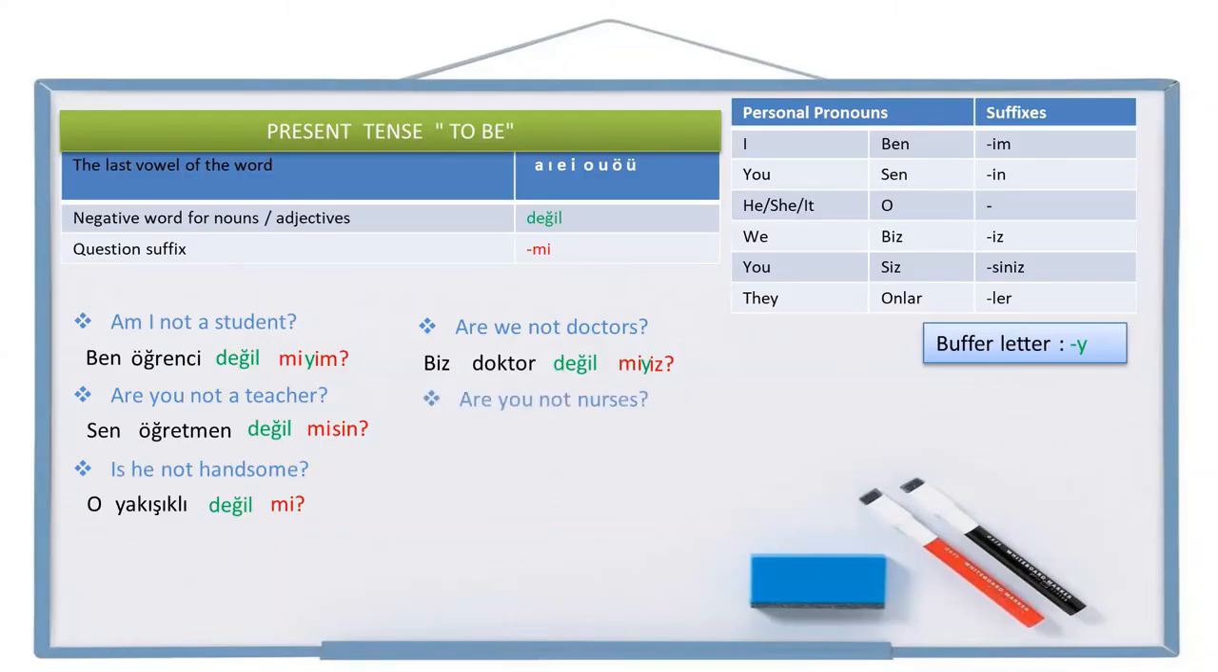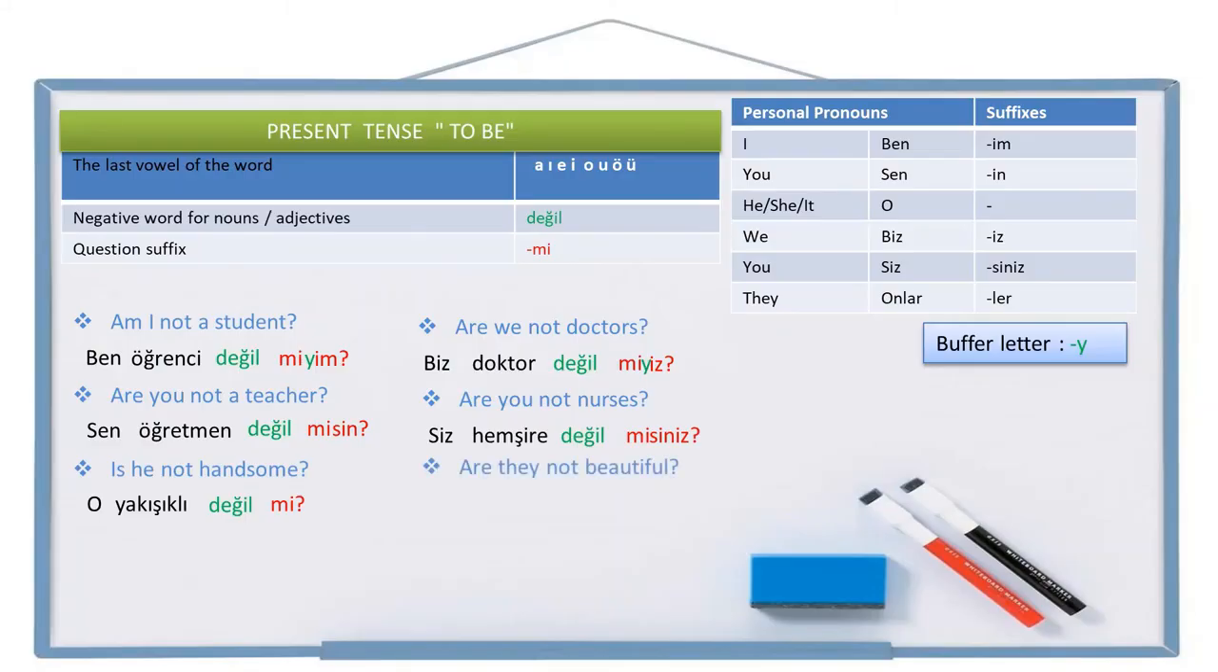One more example. Are you not nurses? Person pronoun you, plural, siz. Nurses, but singular, nurse, hemşire. Not nurse, hemşire değil. Question suffix me and the person pronoun suffix to the end. Siz hemşire değil misiniz? Are you not nurses? Siz hemşire değil misiniz?